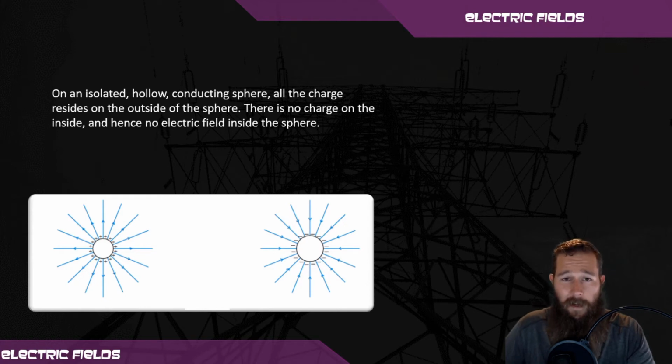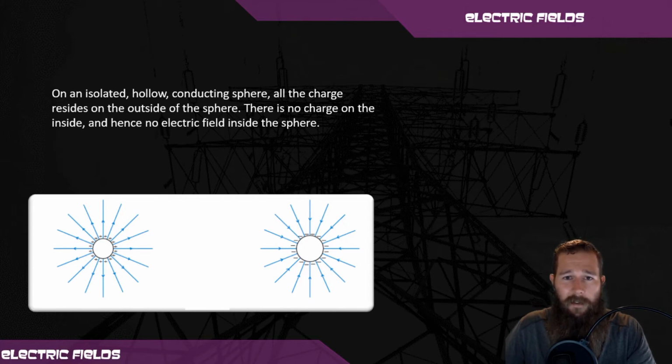Let's take a look at the right hand side. Because there's an excess of electrons, these electrons want to be as far apart as possible from each other, and being in a static case, meaning they're not moving around, they are as far apart from each other because of the repulsion forces.